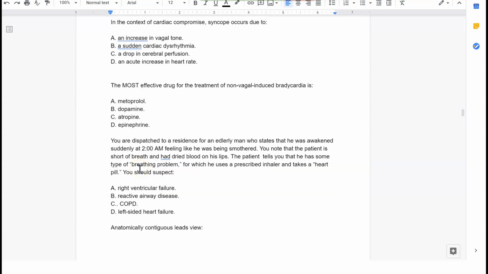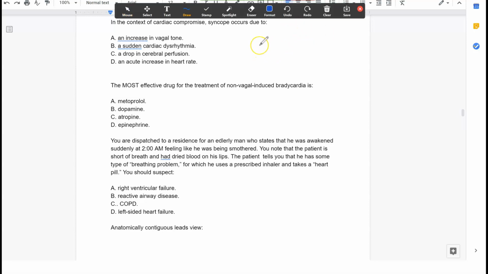In the context of cardiac compromise, syncope occurs due to an increase in vagal tone. I mean, yes, but that's not a cardiac compromise issue. Sudden cardiac dysrhythmia. No, not necessarily, because you can have a sudden cardiac dysrhythmia that doesn't affect the blood pressure, right?